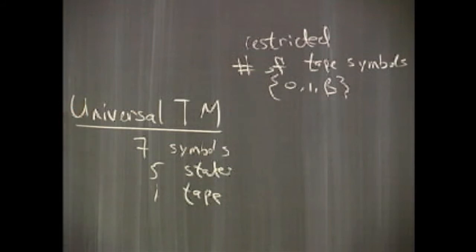And really, it's this existence of a universal Turing machine that Alan Turing used to justify the generality of his model of computation. If this is really a general model of computation, I should be able to write some program on it that reads all the other programs.